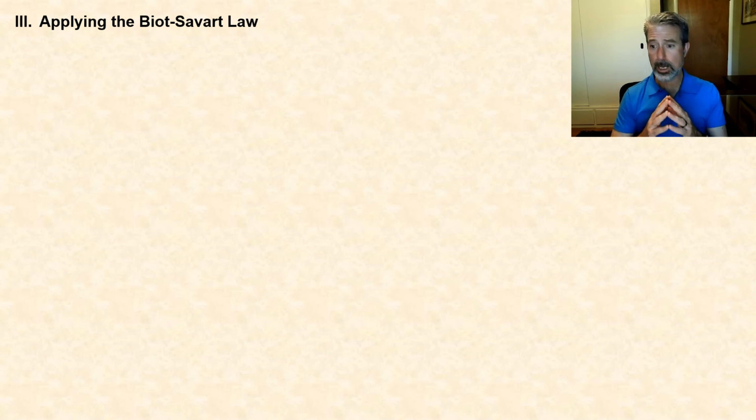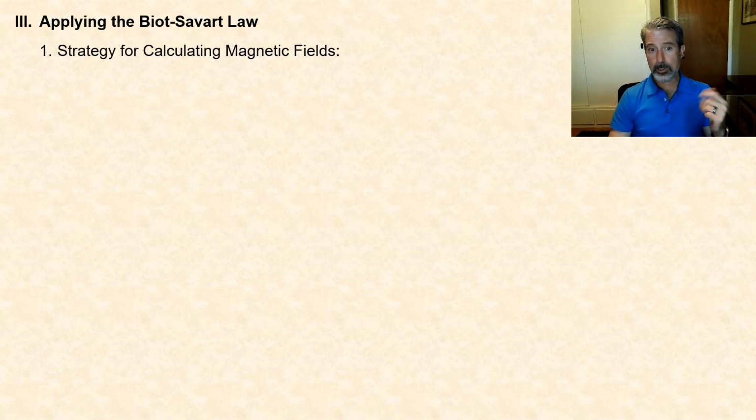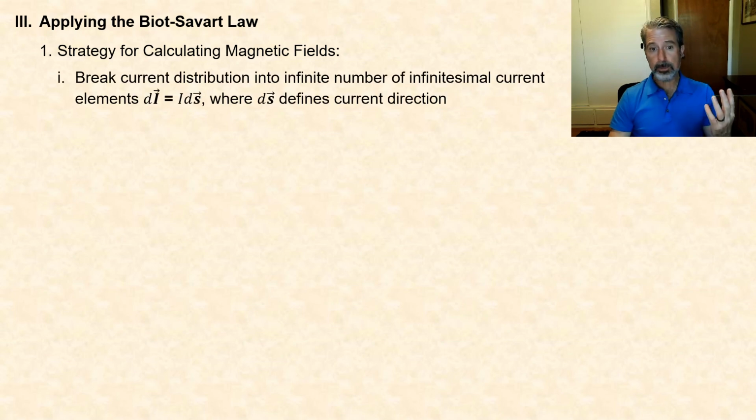All right, so in this slide, we will talk about a four-step process for how to go about applying the Biot-Savart law to calculate the magnetic field surrounding some current distribution. So the first step in the process is going to be to break up the current distribution into an infinite number of infinitesimal current elements, dI, where each dI is a vector here.